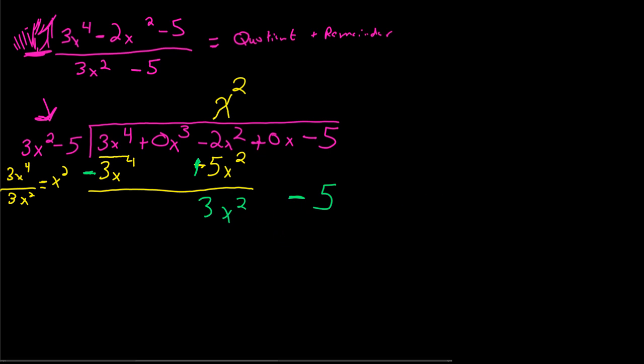My new leading term is here. I'm now repeating what I've done before, with this leading term. So 3x squared over 3x squared is 1. So I'll multiply by positive 1, and I'll multiply this by positive 1. So I get 3x squared minus 5.